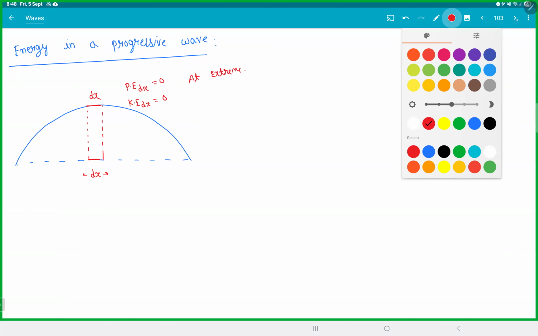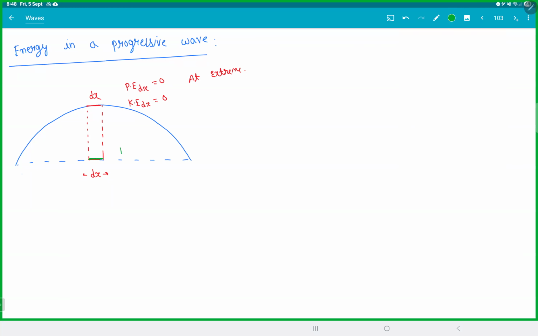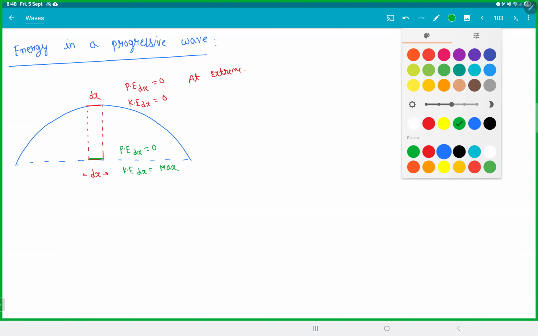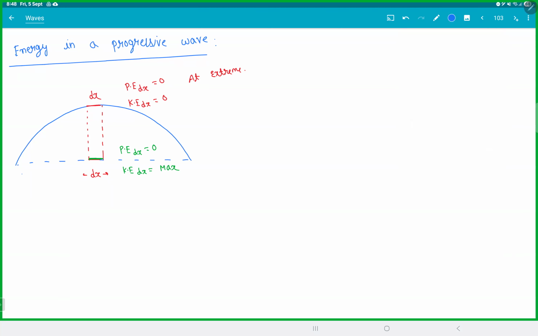Now, when it comes to the mean position, it is in natural length. So potential energy is 0. Kinetic energy is maximum. Check it out. If you remember in progressive wave, both are maximum, both are minimum. Here, if you see the segment at an antinode will never stretch. It will always remain flat. So there's no potential inside it. Again, elastic potential energy. So you will observe there is no elongation in a segment dx at antinode.